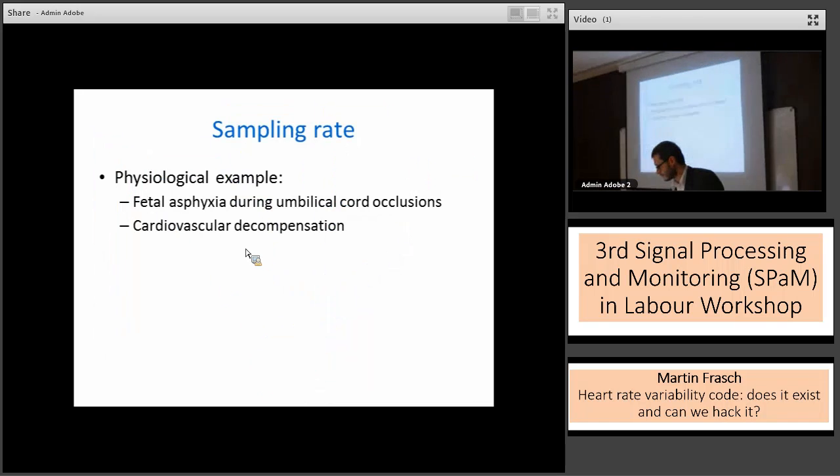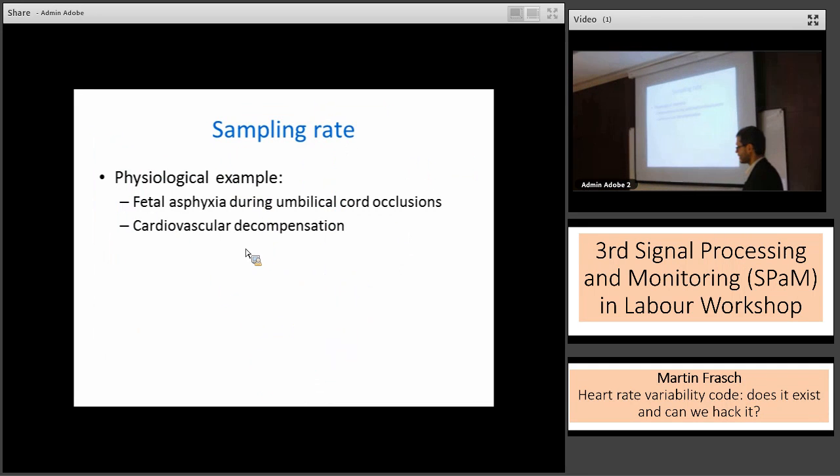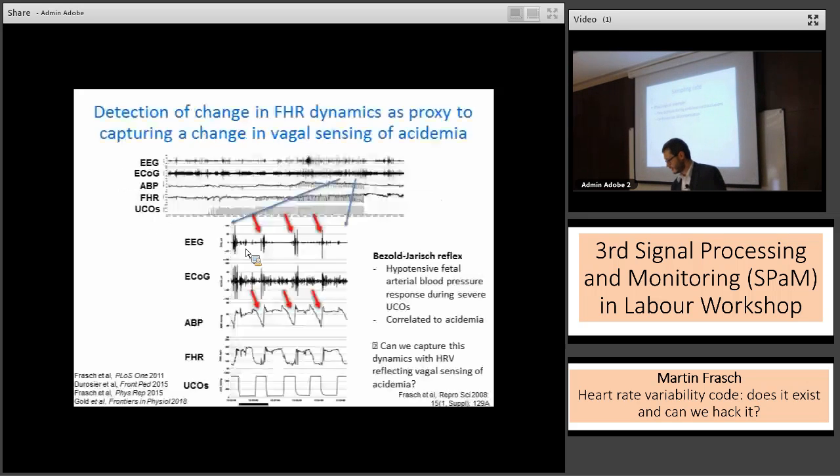First, looking at the features of dependency and time resolution, the sampling rate offers itself as a nice way to gauge that. I'll show you some examples looking at studies of fetal asphyxia and the conditions of umbilical cord occlusions, which you've seen a few talks on already, and conditions where cardiovascular decompensation occurs. You'll see in a moment what I mean.